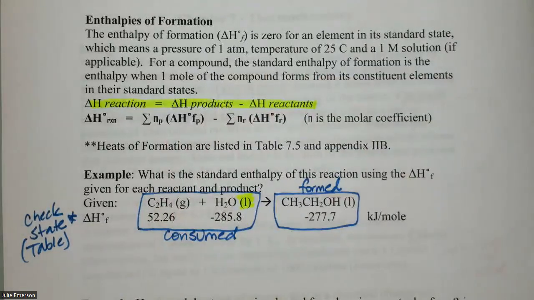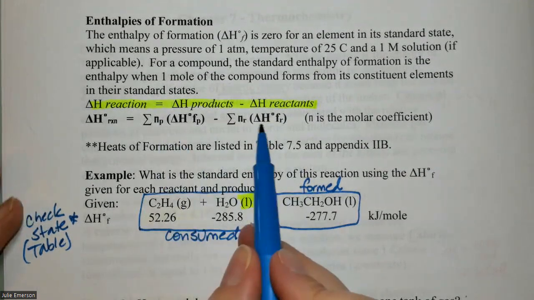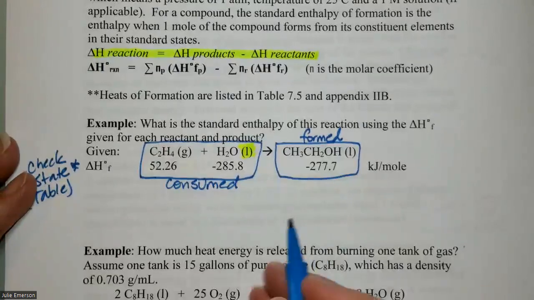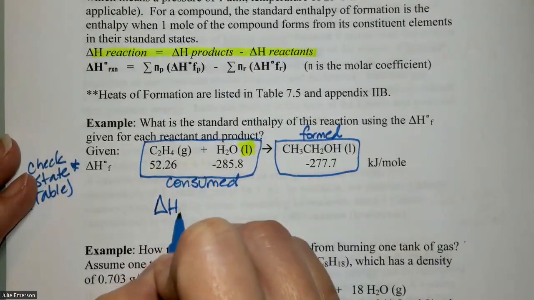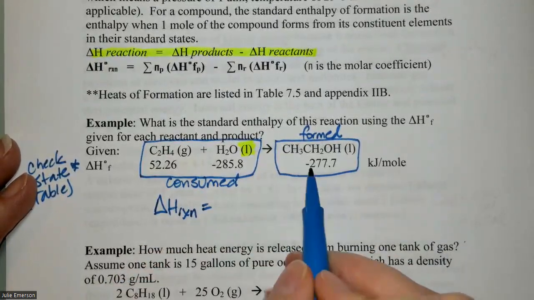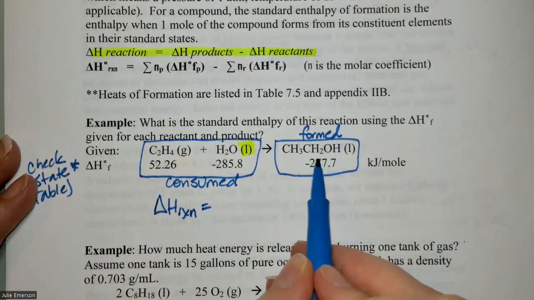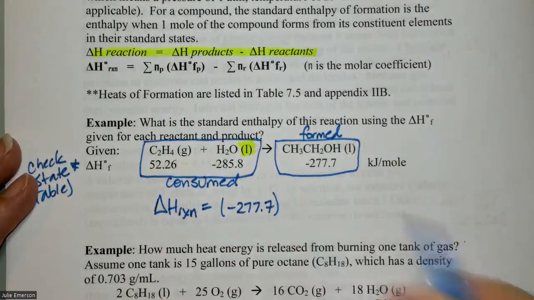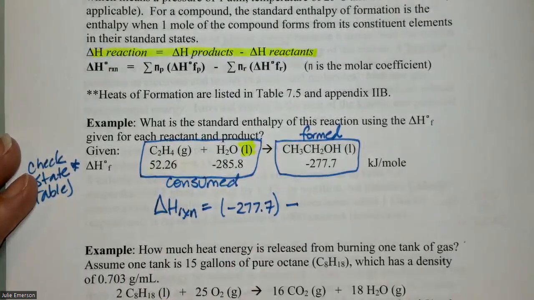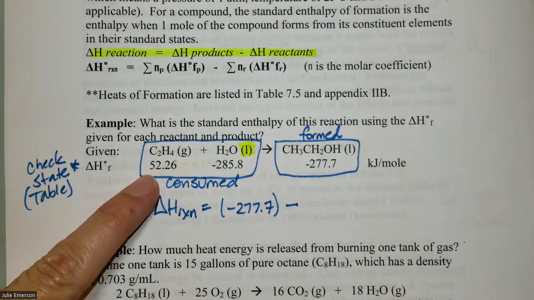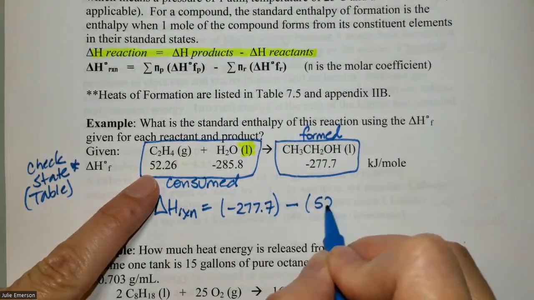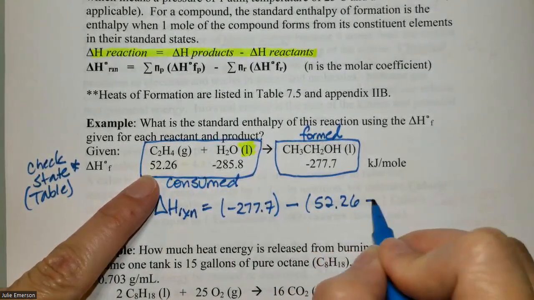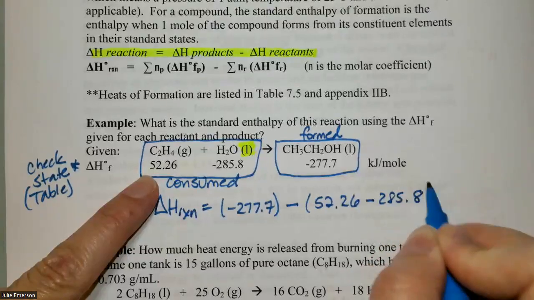We'll worry about the rest of that, like the sum and the n, in the next example. So we'll come back to the n and all that. So what I'm going to do to find the delta H of this reaction is I'm going to take my products, what's being formed, the ethanol, the negative 277.7, and then I'm going to subtract what I have on the reactant side, which is the 52.26 minus the 285.8.